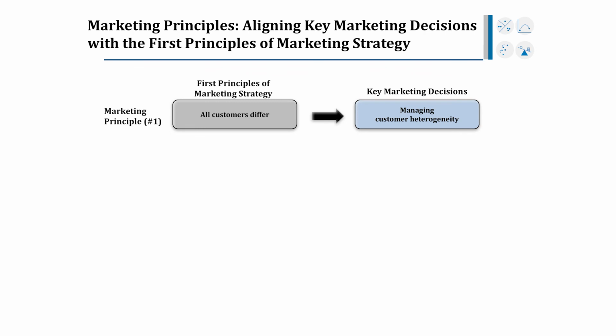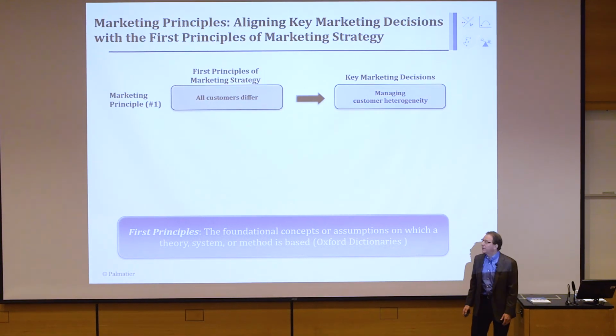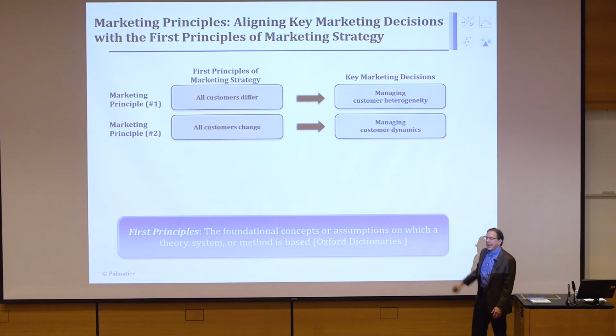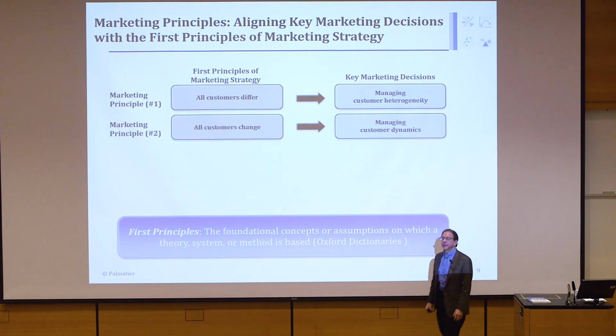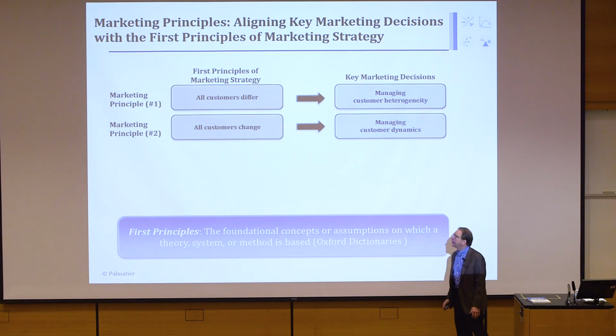So here's a little review, very similar to what I just spoke of. Market principle one is all customers differ. We want to manage customer heterogeneity. Those are the techniques we're going to show you for dealing with that problem. The second one is all customers change. And we're going to deal with how you manage customer dynamics. As customers change over time, what do you do? Firms do a lot to solve that problem.